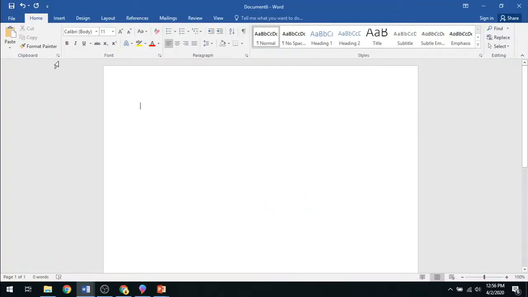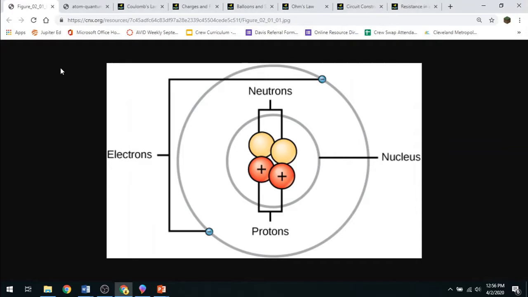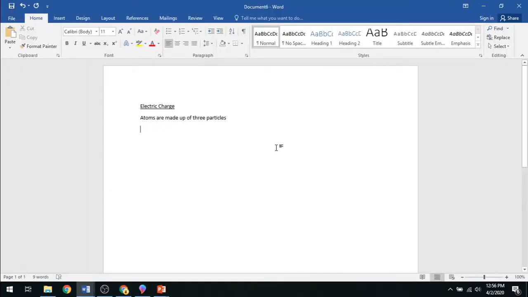Okay, so that title slide shows you that we're going to be talking about electric charge first. The first thing we need to know when we talk about electric charge is that this has to do with particles in the atom. Atoms are made up of three particles: electrons, protons, and neutrons.